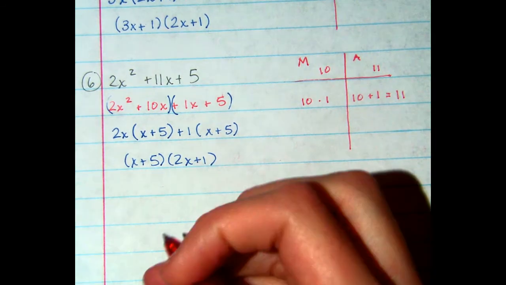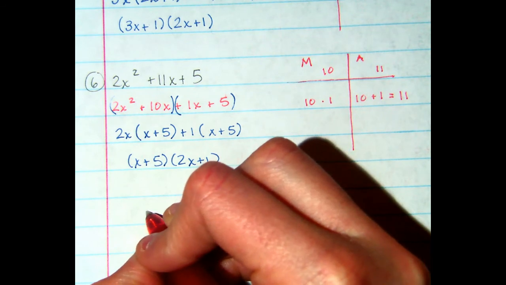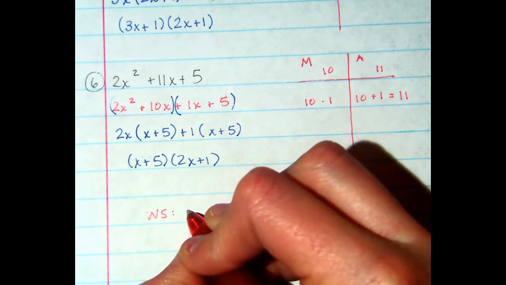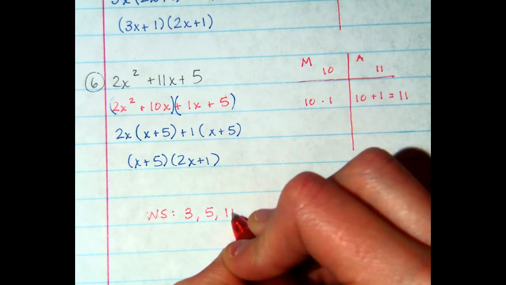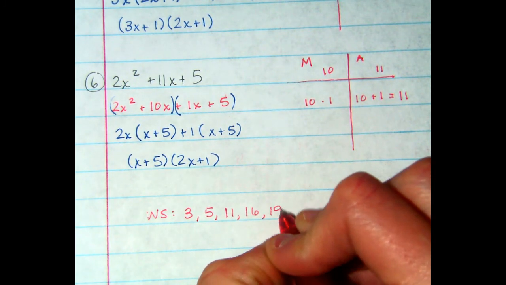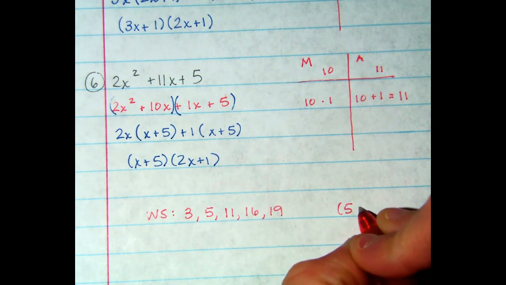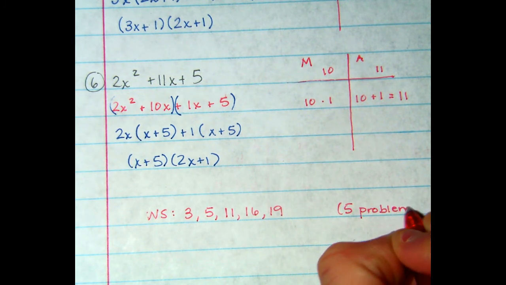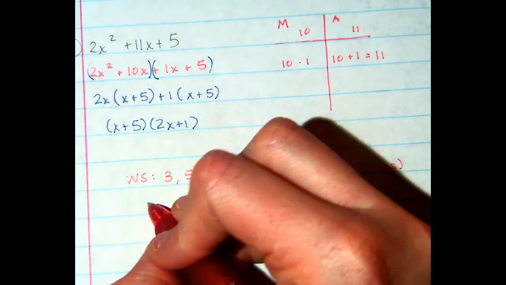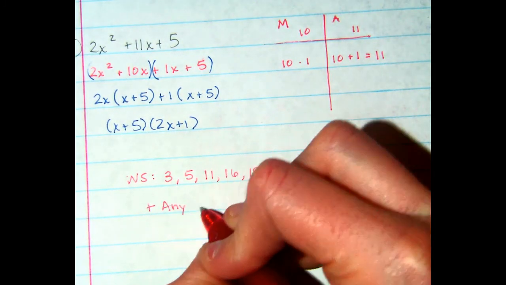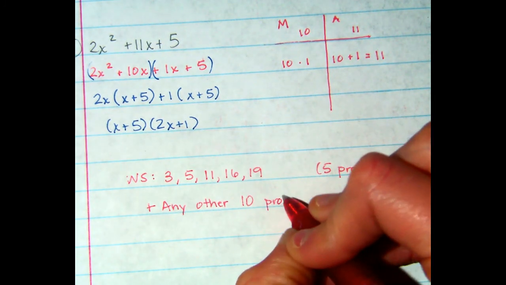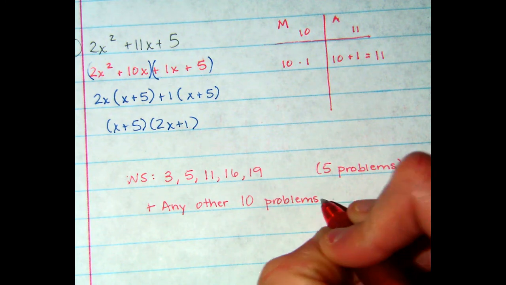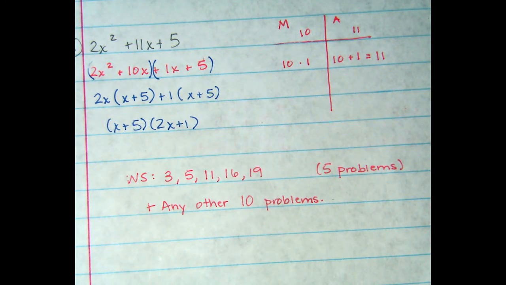Before you get started on your worksheet, you had to do from that worksheet what problems already? Okay, you had to do those 5 problems, right? You need to do any additional 10 other than that. You have to have these plus any other 10. Yes. If you are done, amazing.